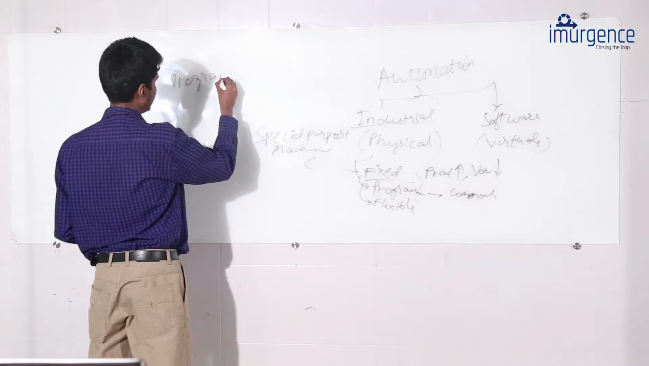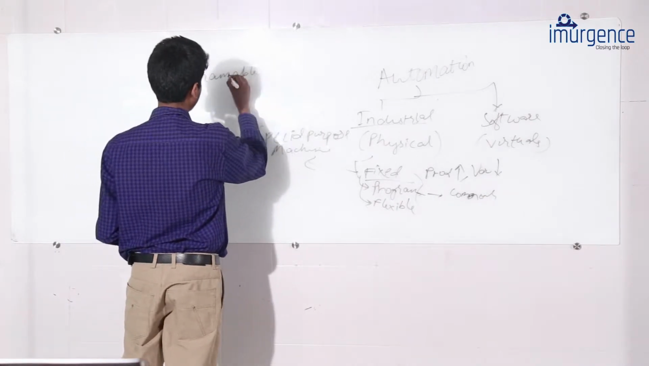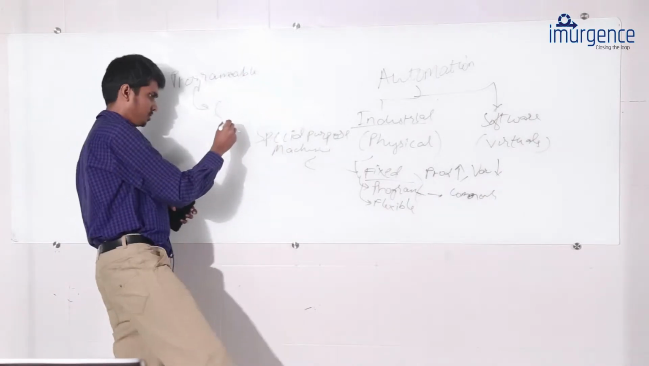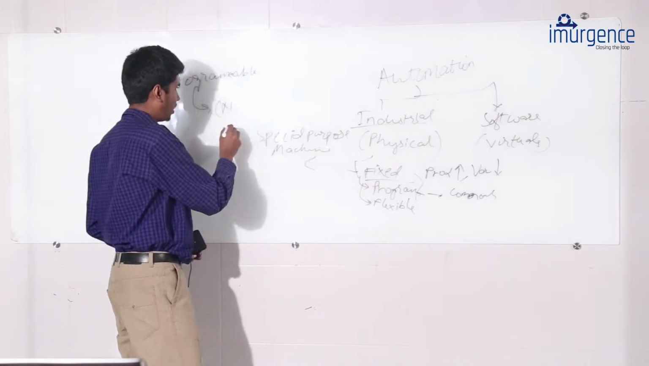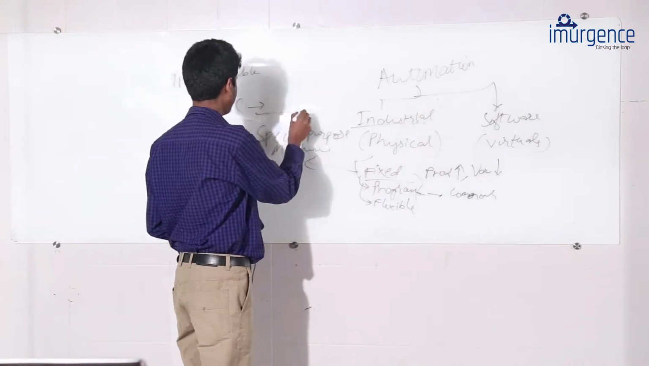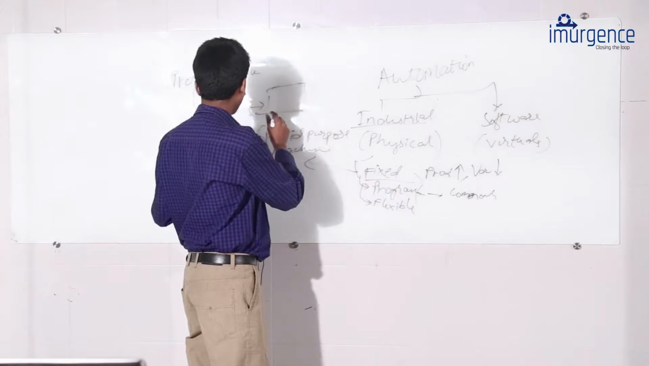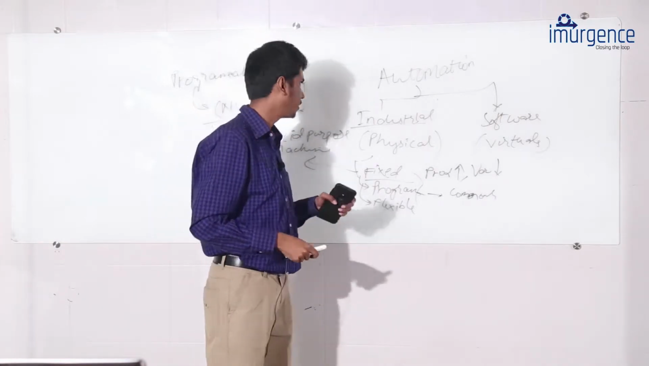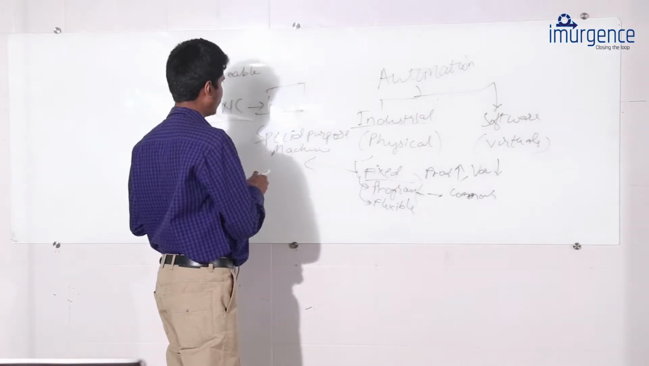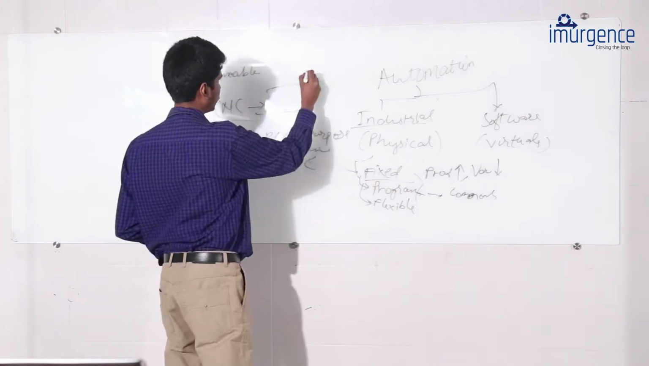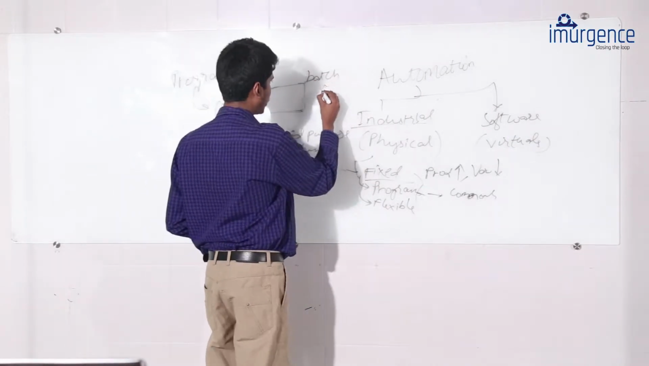Programmable. So under this we have a regular CNC or any automated drilling machine, say anything. So this is used for batch production or mass production.